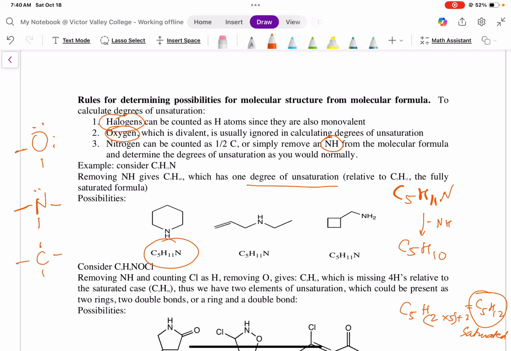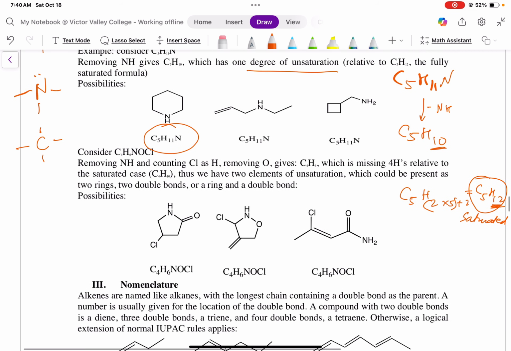So we are 2 hydrogens short. You guys see it? So it's 12. So DOU will be 12 minus 10 divided by 2. So it's 1 DOU. And you can see here, knowing the DOU is important because that will help us to predict the structure. So either it has a ring or a double bond.